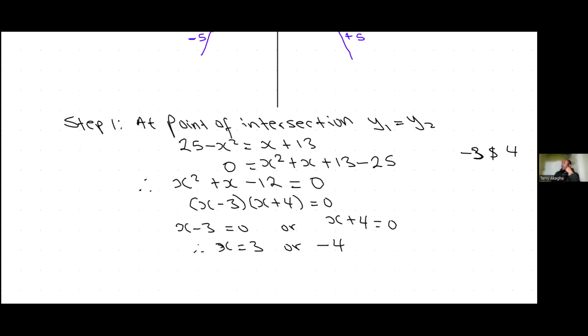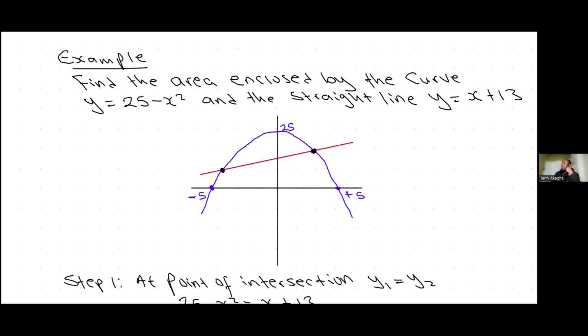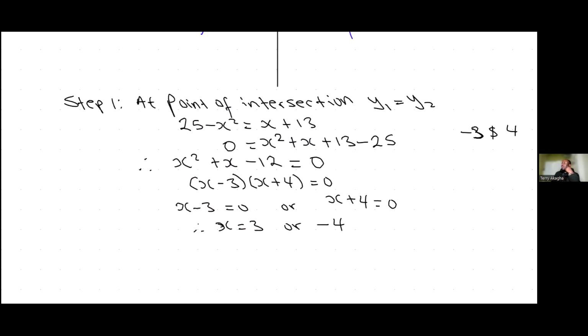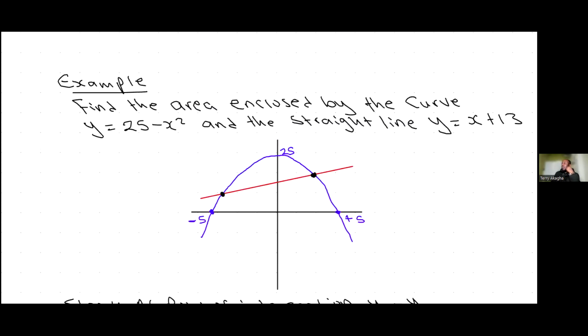So now we can go back to the curve, all right? We now know the x values are 3 and minus 4. So we can now say that this point here is minus 4, and this point here is 3. Is that making sense? So this point here is minus 4. This point here is 3.